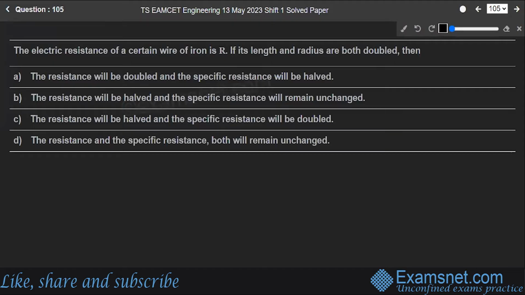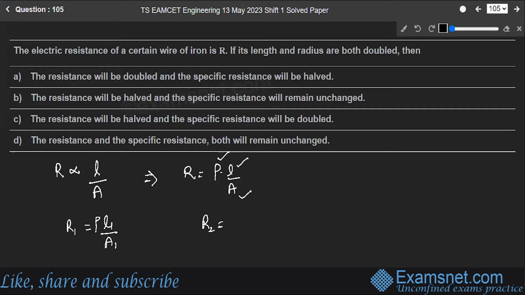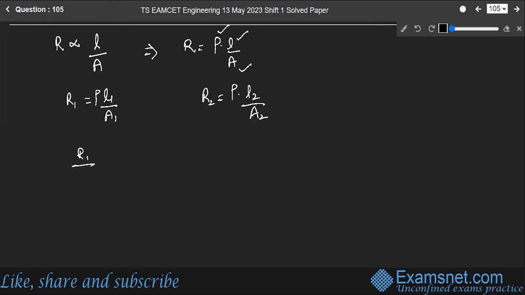Next is question number 105. The electric resistance of a certain wire of iron is R. If length and radius both are double, then how will the resistance change? Okay, first thing, the resistance is directly proportional to length and inversely proportional to area. That means resistance is equal to rho into L upon A. This is resistivity, length, and area. Right, so you're having the two resistances. R1 is equal to rho into L1 upon A1, and R2 is equal to rho into L2 upon A2. Let's divide both of them.